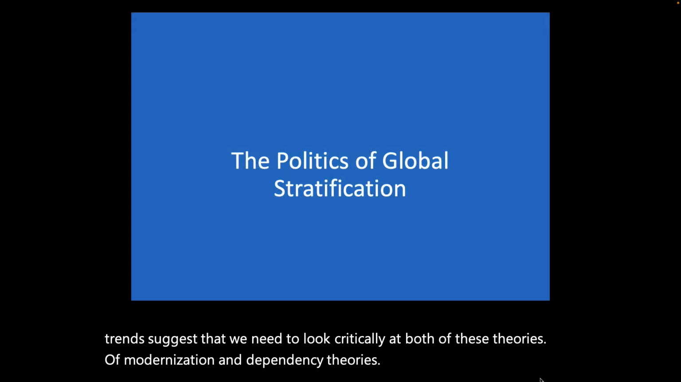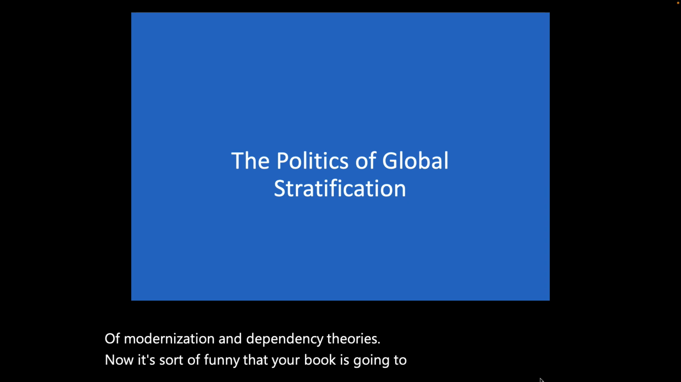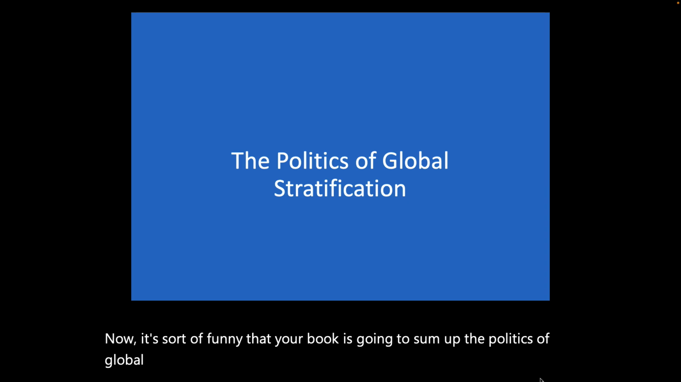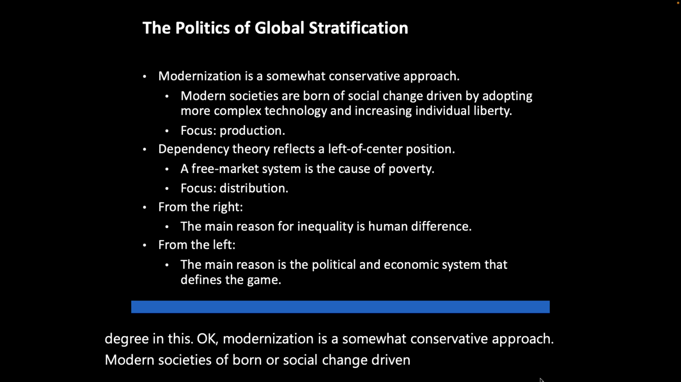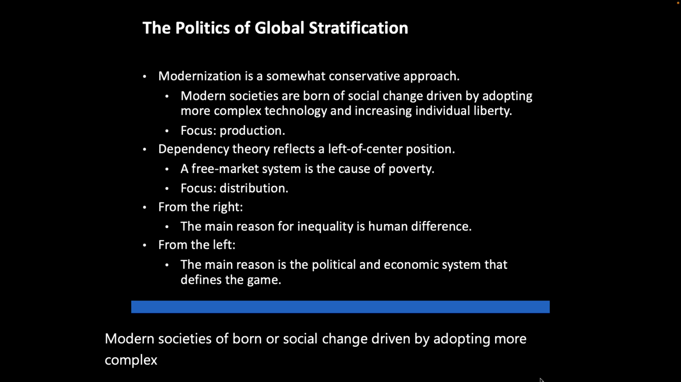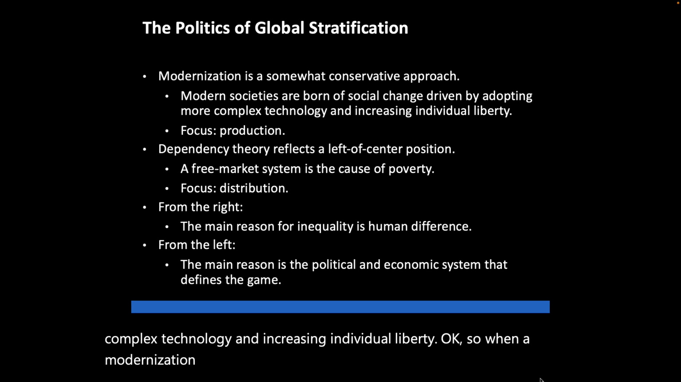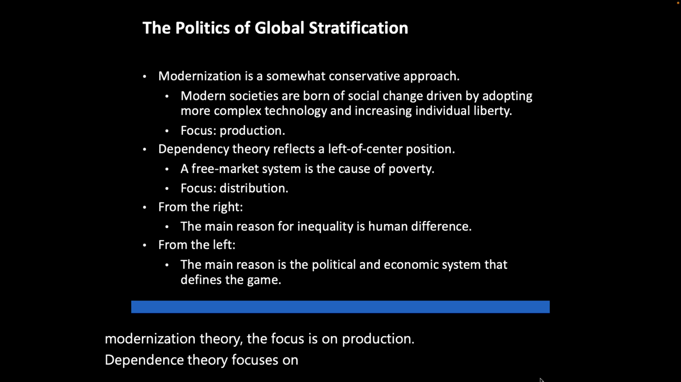Now, it's sort of funny that your book is going to sum up the politics of global stratification in one slide, since, again, you could get a whole degree in this. Okay, modernization is a somewhat conservative approach. Modern societies are born of social change, driven by adopting more complex technology and increasing individual liberty. So in modernization theory, the focus is on production. Dependency theory focuses on distribution, basically that this free market system is the cause of poverty.